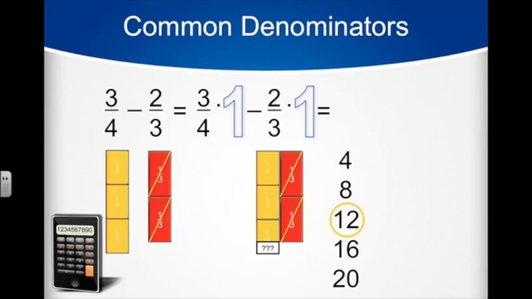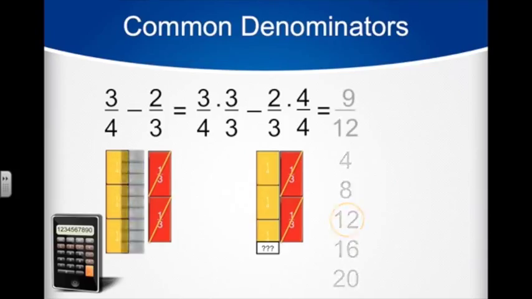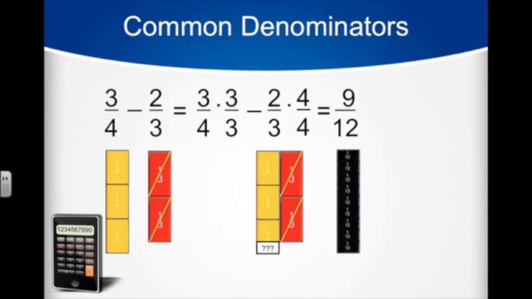To do this, I'm going to use 3/3 to convert 3/4 into 12ths because 4 times 3 is 12. I will use 4/4 to convert 2/3 into 12ths because 3 times 4 is 12. When I multiply 3/4 by 3/3, I get 9/12. 3 times 3 is 9, and 4 times 3 is 12. Notice though, it's the same value.